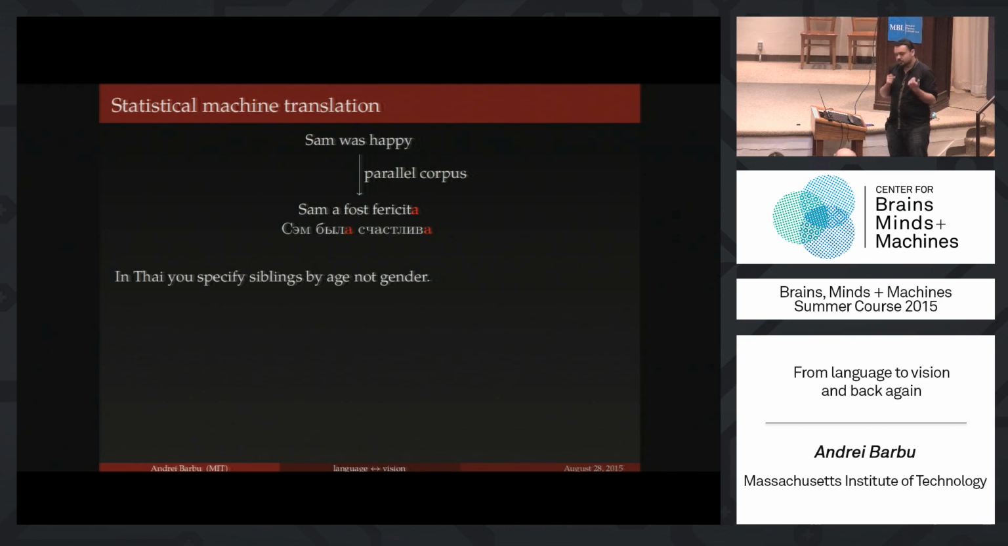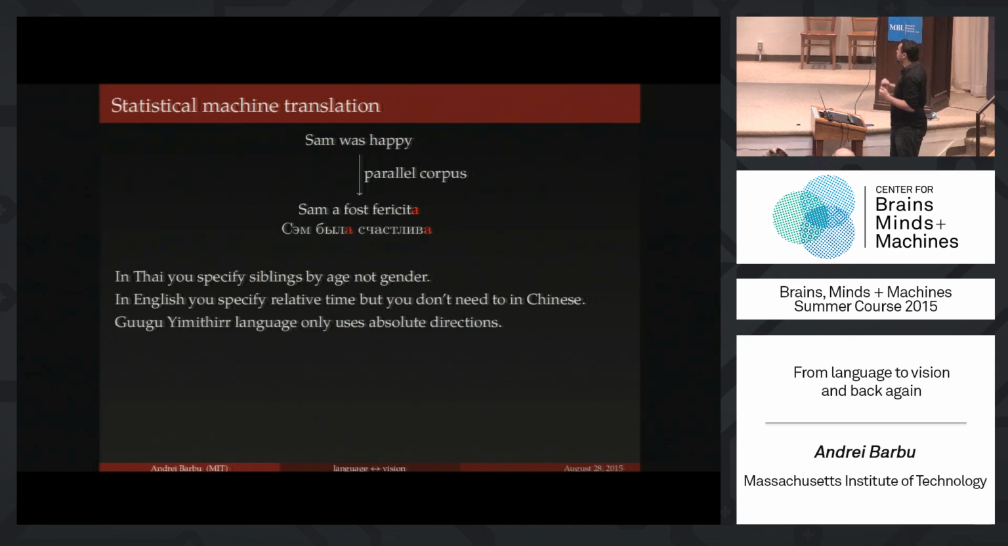So this problem is not restricted to gender, and it occurs all the time. For example, in Thai, you specify your siblings by age, not by their gender. So if you have an English sentence like, my brother did X, translating that is quite difficult. In English, you specify relative time through the tense system, but Mandarin doesn't have the same kind of tense system. In this language that I never tried to pronounce, after the first time that I tried, you don't use relative direction. So you don't say the bottle to the left of the laptop. We all agree on a common reference frame, like a hill or something, or we agree on cardinal directions, and you say the bottle to the north of something. And these people are really, really good at because they constantly have to know where north is.